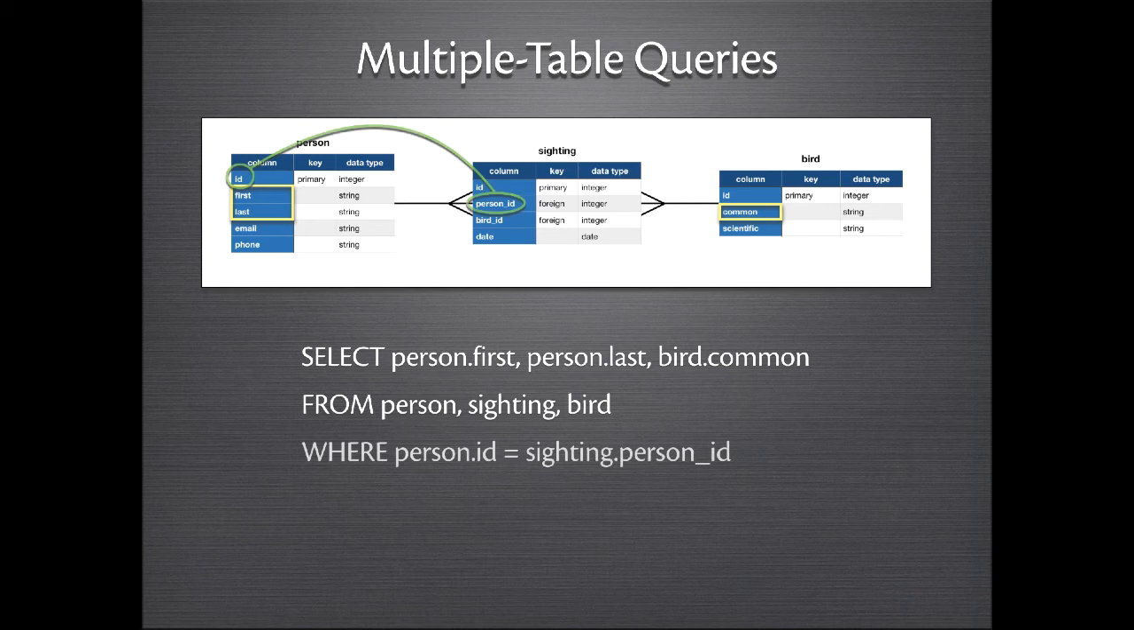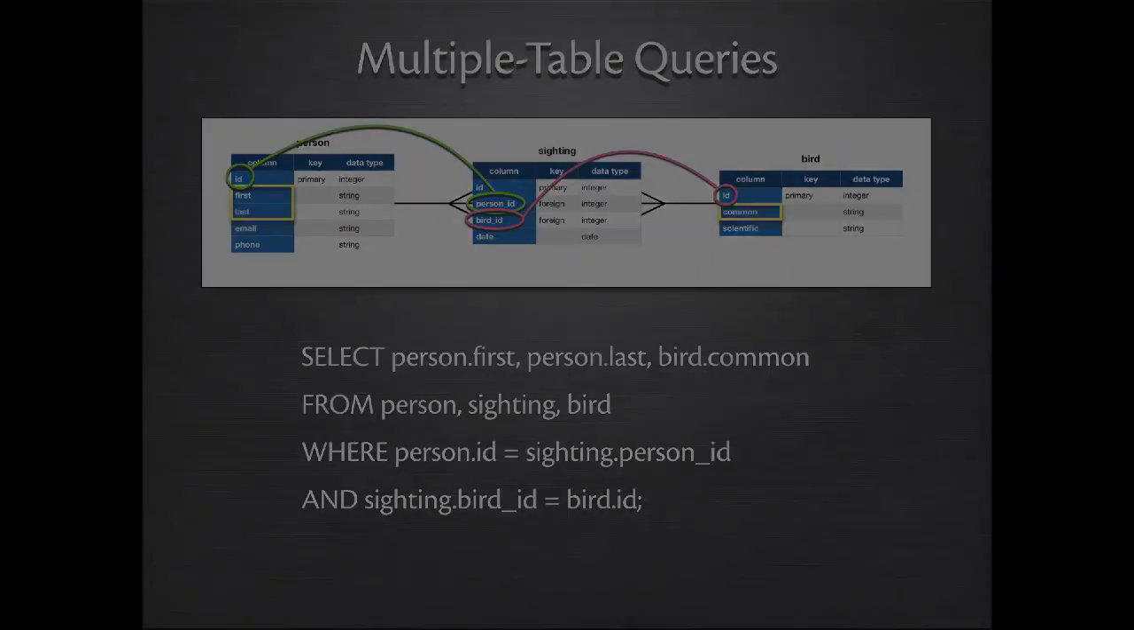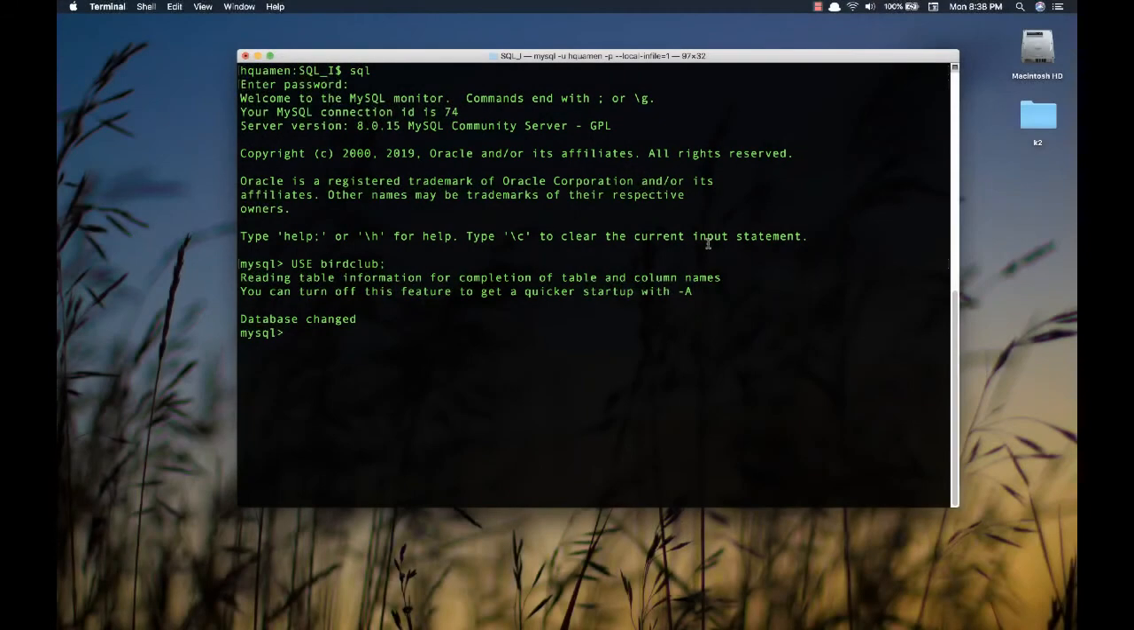And then the where clause starts to map out those primary key, foreign key relationships. So here, obviously, we're going from ID in the person table to the foreign key in sighting, and we're going from the foreign key in sighting over to the primary key in bird. And that's all we need. That's our query. Let's take it out for a spin.